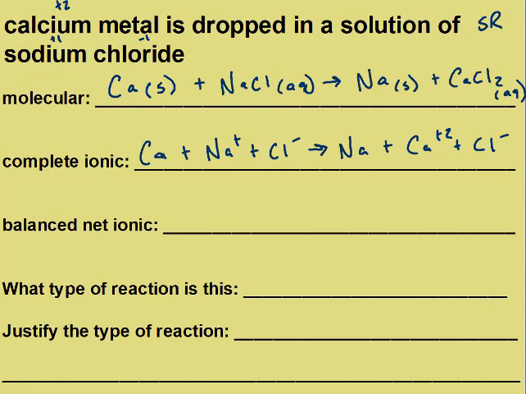Next, we remove our spectator ions. In this case, the only thing that's a spectator is chlorine. Because notice our calcium doesn't have a charge as a reactant, and then it does have a charge as a product. Same thing, sodium has a charge, no charge. So then our net ionic, we're going to have calcium plus sodium yields sodium plus calcium.